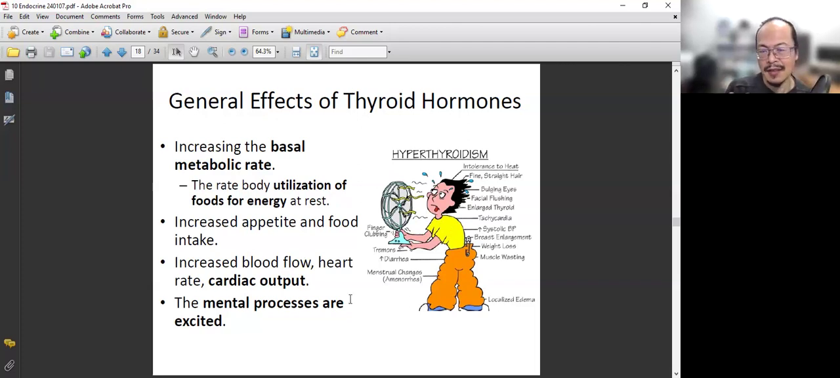And then to know that this is the function of the thyroid: increase the appetite and the food intake, which will provide the body more energy, and increase blood flow because you need to provide fluid, oxygen, and nutrition to the cells, increase cardiac output, and increase the mental process and the excitement of the brain.